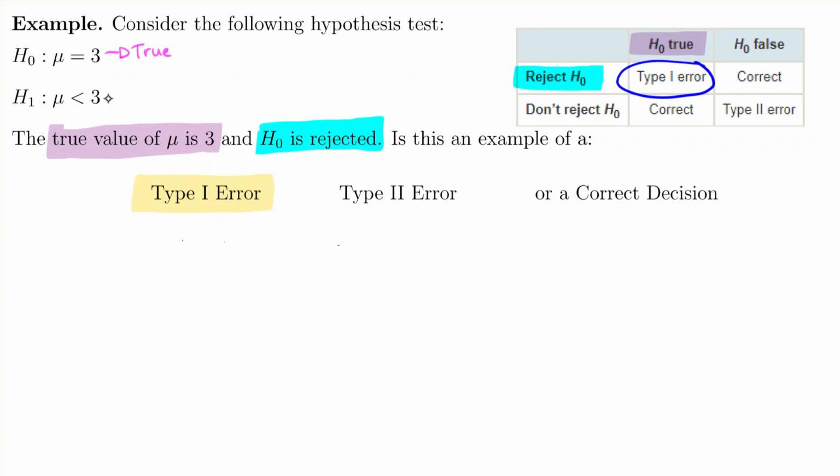Now, in terms of classifying this type of test, when our alternate hypothesis is of the form mu is less than some numerical value, this is called a left-tailed test.